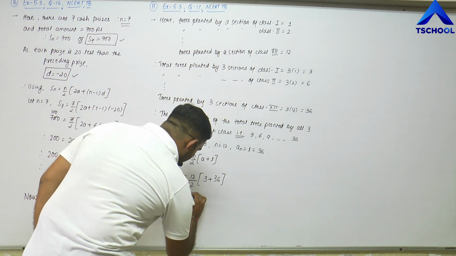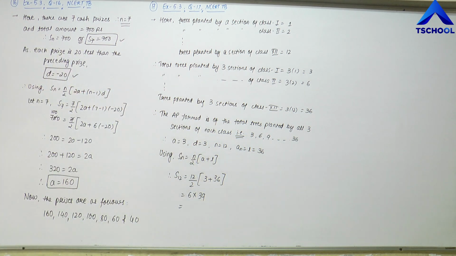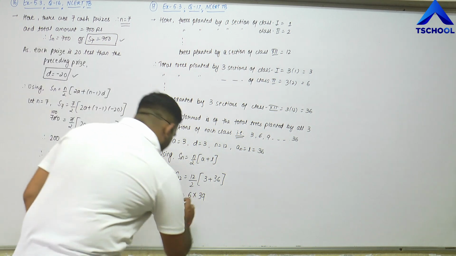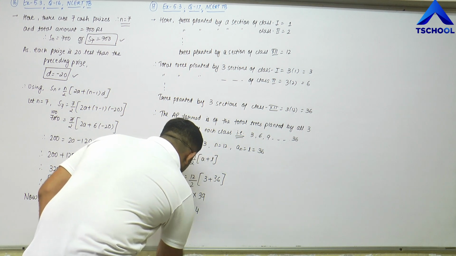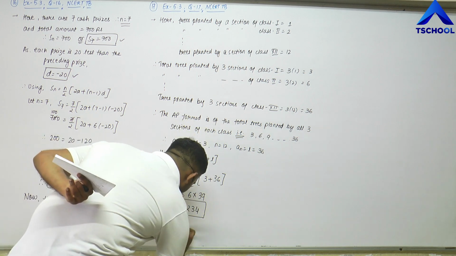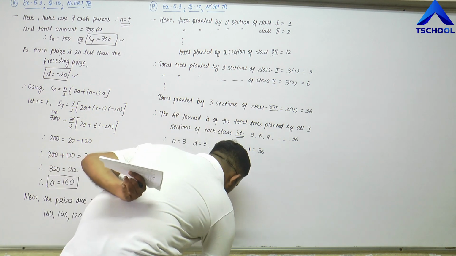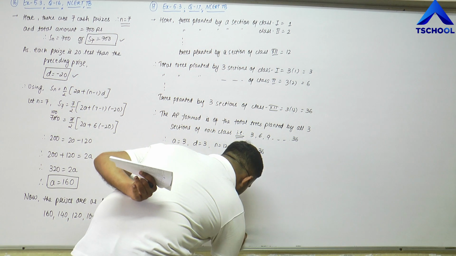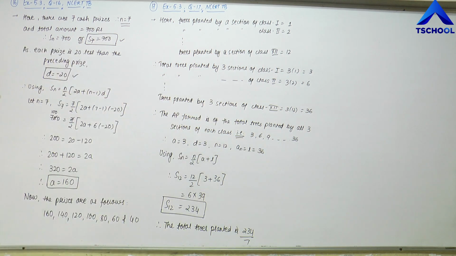So 12 by 2 is equal to 6 multiplied by 39. So that is 39 into 6. What is the answer? 39 multiplied by 6 is equal to 234. So S12 is 234, or you can say that the total trees planted is 234, right? That is the answer.